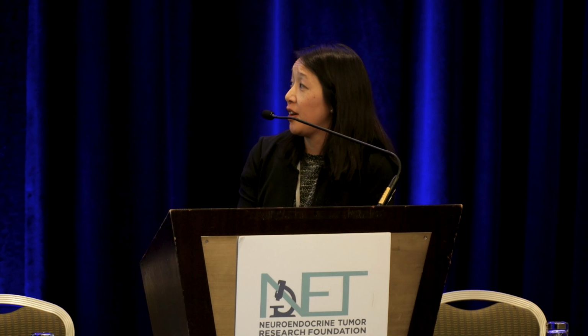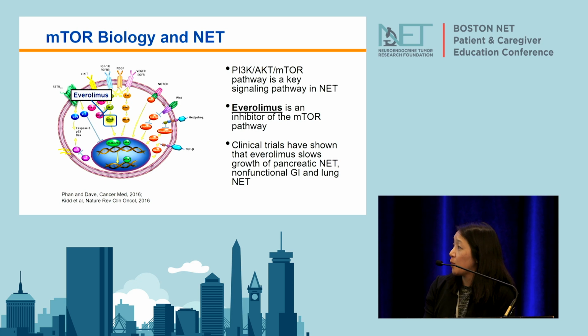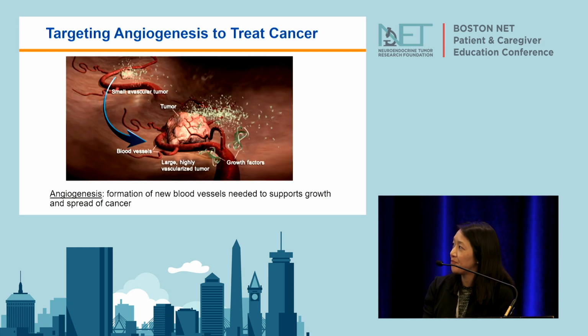So I wanted to focus on one targeted agent called everolimus, which is approved for neuroendocrine tumors. Everolimus is an inhibitor of the mTOR pathway. mTOR signaling is an important pathway that drives growth of neuroendocrine tumors. And everolimus, by blocking this pathway, has been shown to slow growth of pancreatic neuroendocrine tumors, as well as non-functional gastrointestinal and lung neuroendocrine tumors. So this is also an option that we will consider for patients.